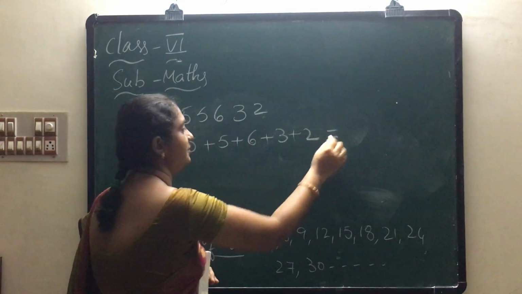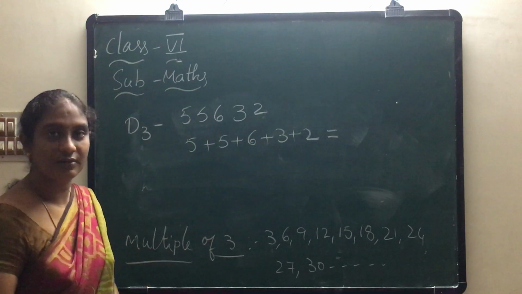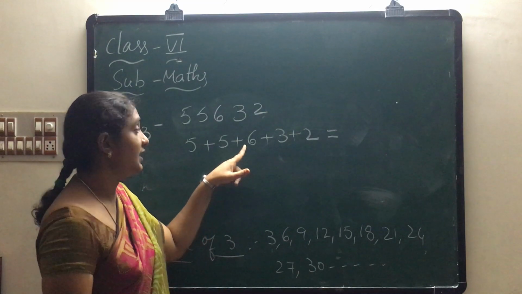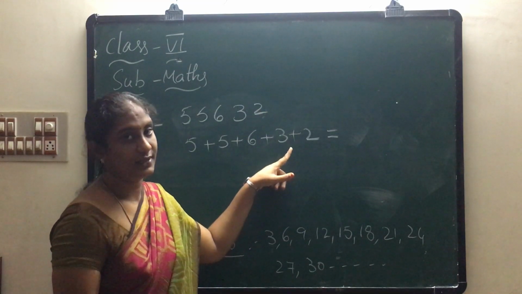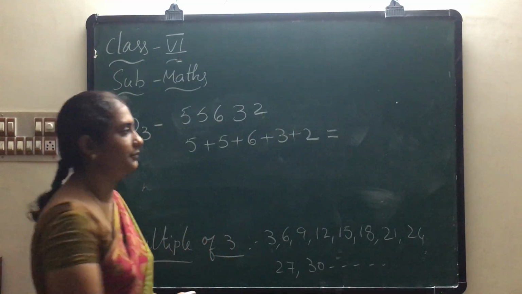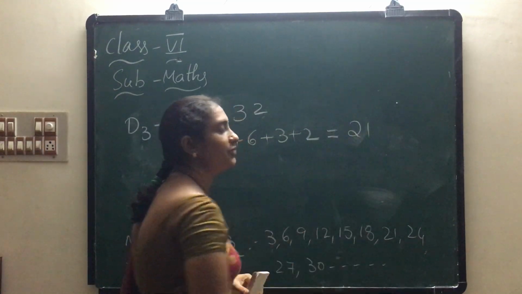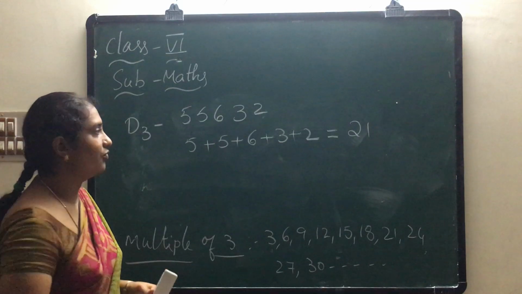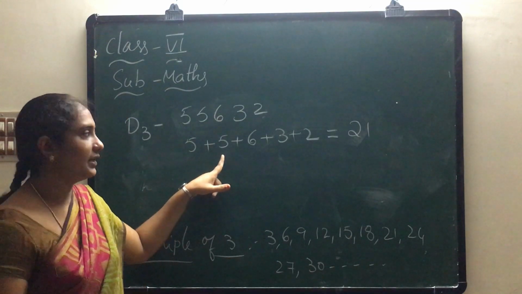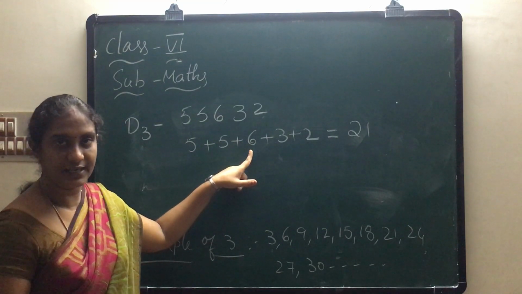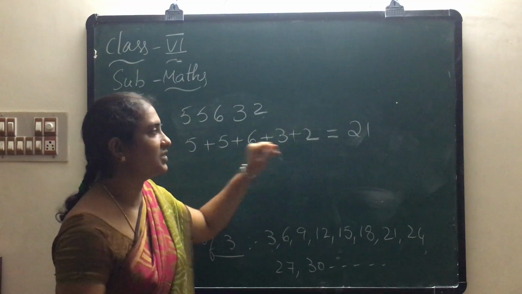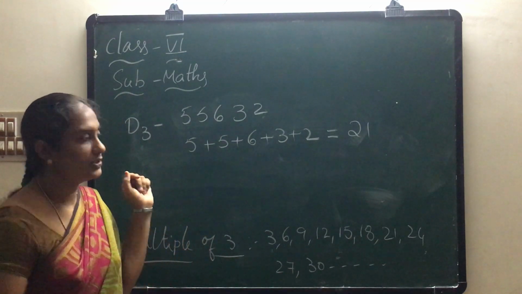See, add the numbers. 5 plus 5, 10. 10 plus 6, 16. 16 plus 3, 19. 19 plus 2, 21. How much did you get? 21. Now, once again, see, 5 plus 5, 10. 10 plus 6, 16. 16 plus 3, 19. 19 plus 2, 21.